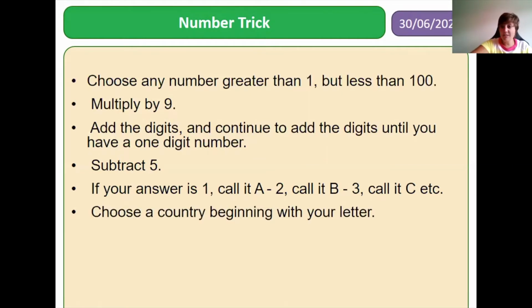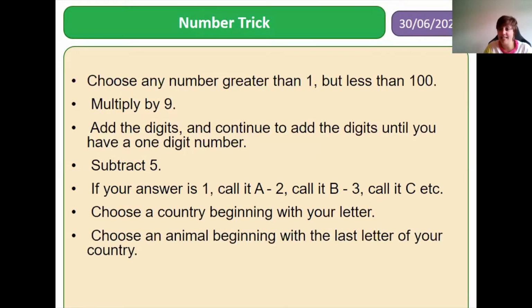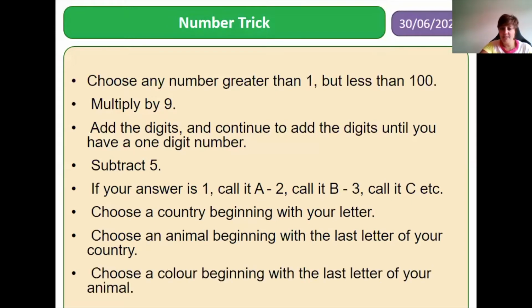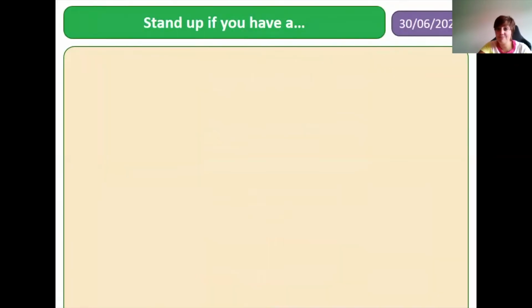And then take the last letter of that country, and I want you to write down an animal that starts with that letter. So an animal starting with the last letter of that country. And then finally, take the last letter of the animal and write down a colour that starts with that letter. Once you've done all of that, I should be able to see what you've written and tell you that I think you've got Denmark, I think your animal is a kangaroo, and the colour is orange.